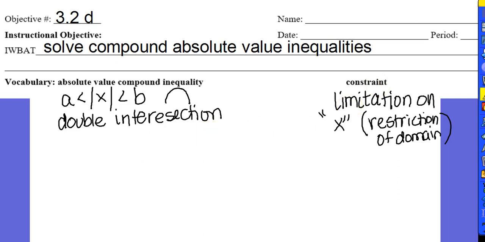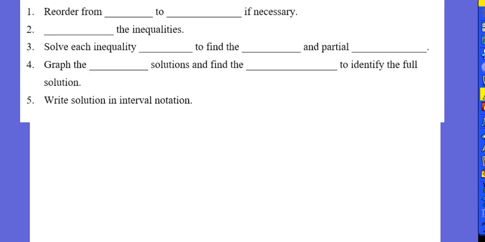Okay, so here we go. We're going to start with the steps for solving a compound absolute value inequality. First, we're going to make sure to reorder from least to greatest if necessary. When we're solving compound inequalities, we like for them to be least to greatest. That way, when we see the constraints, we can graph right between them. It's the proper way to work on them.